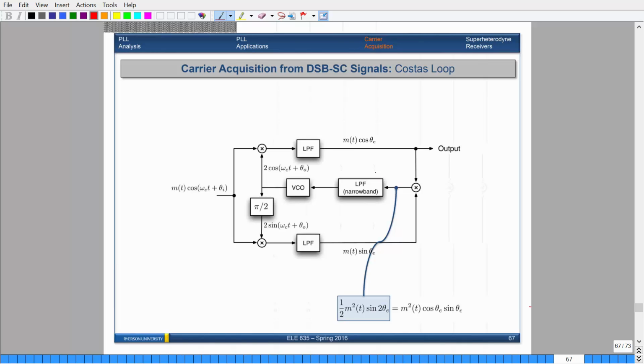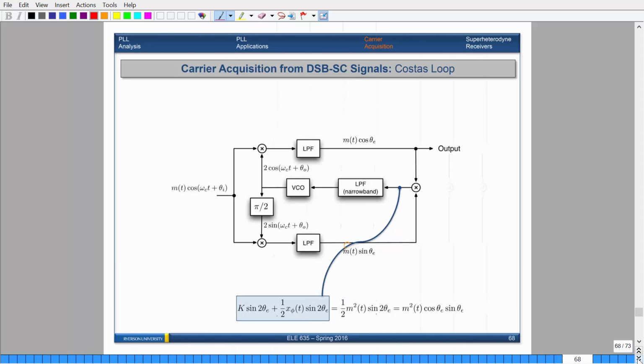Well, if you apply a low-pass filter to this output, let's see what's going on here. Remember that m squared of t was equal to some bias plus the zero mean version. Then we can replace this with this over here, which we get over here. Okay, so that's what's happening here.